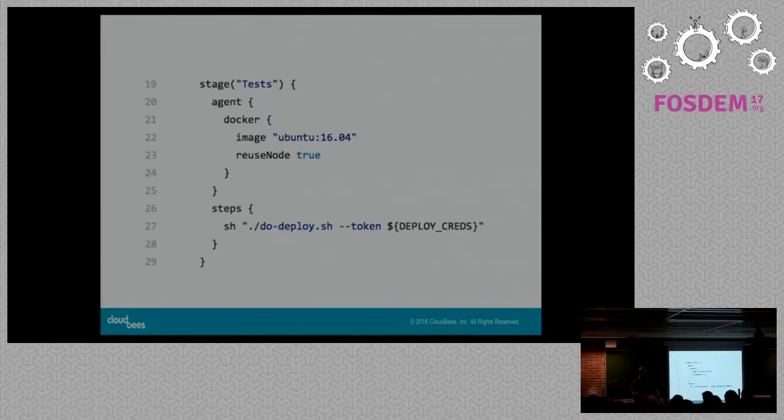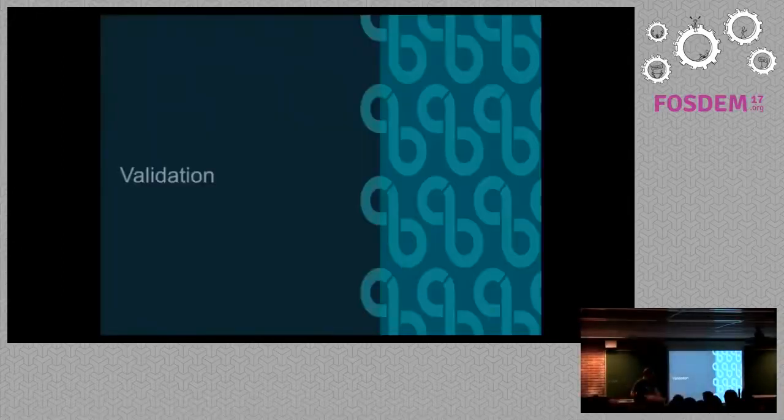between stages, etc. The reuse node field doesn't mean anything at the top level because there's no previous node to use, but it's a handy trick for Docker and Docker files so that you don't have to check things out twice. You don't have to build things twice. You don't have to copy your artifacts around. And so those are the two examples.